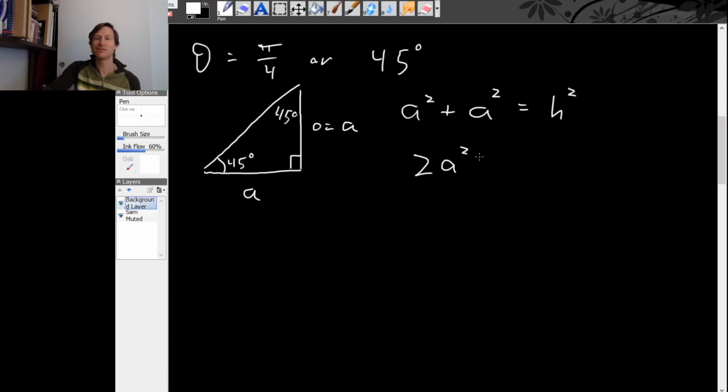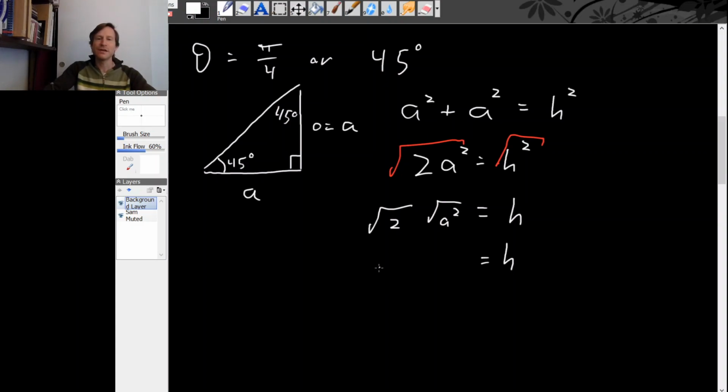This is 2a squared equals h squared. And then we can take a square root to find h. Now we would have a plus or minus h here, but h is a length. It has to be positive, so we don't have to acknowledge the negative possibility. And on the left-hand side, this is the square root of 2 times the square root of a squared, which is a, because a is a length, so this can't be negative. So this is square root of 2 times a right here.